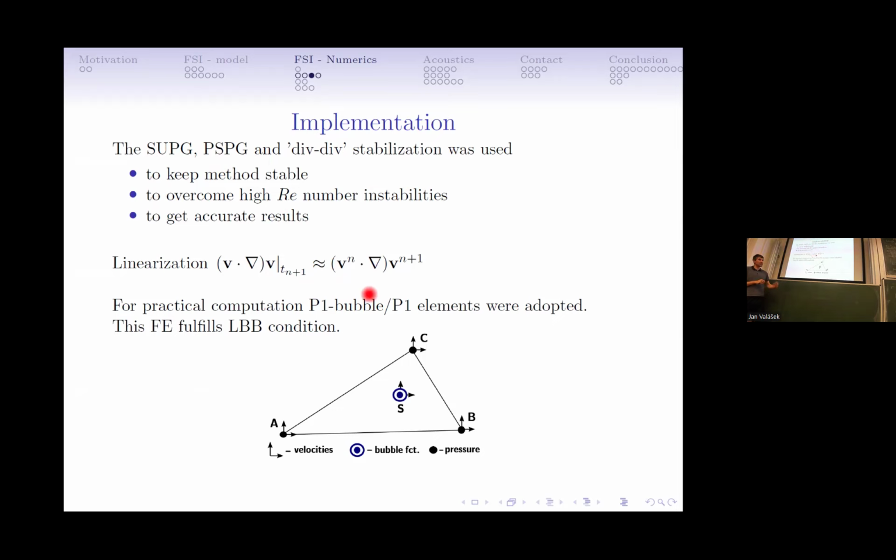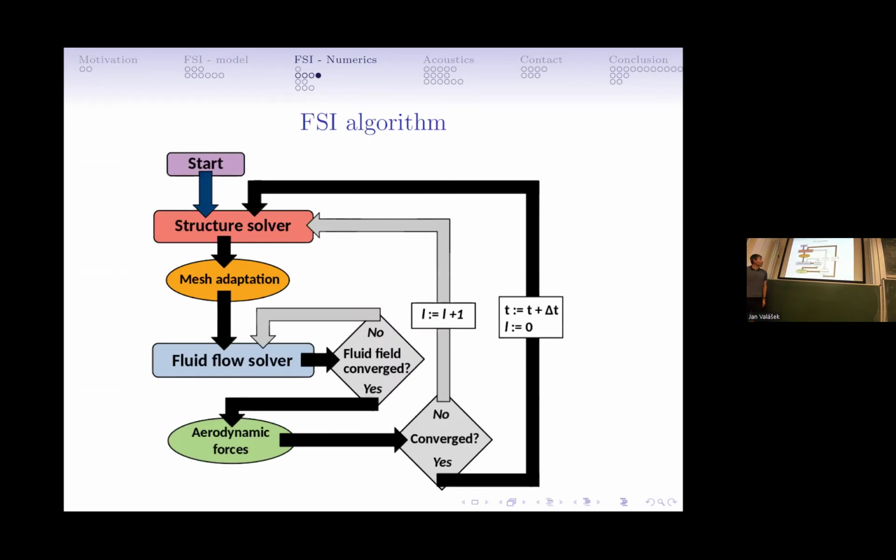In the end, the linearization is done in order to solve some system of linear equations. The system of linear equations is done by this form, and we apply the P1 bubble, P1 finite elements, which fulfill the Babuska-Brezzi stability conditions. Okay, and in the end, for this whole scheme we use the partitioned approach. So it means that each physical problem is solved by an independent solver, and they have to loop and make a few iterations until the convergence criterion is fulfilled.